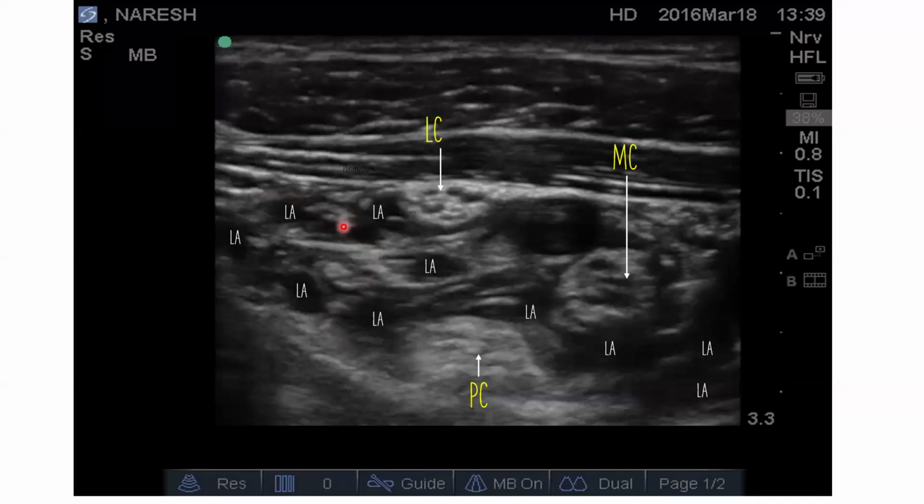So probably this, I'm not sure whether it's a neural structure because it's originating from the lateral cord, and this is giving a communication here at this point. So probably this could be a neural element. I'm not sure about this, but the local anesthetic 1, 2, 3 and 1, 2, 3 would be really not required.